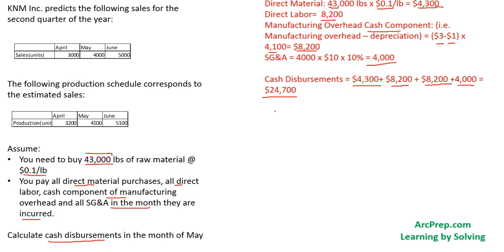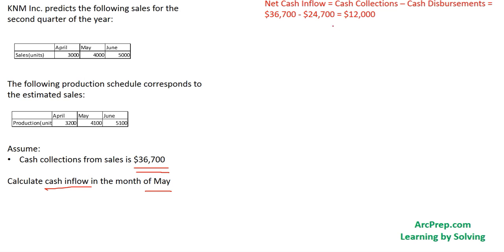Cash disbursements is $24,700. Net cash inflow in this case, because cash in is greater than cash out, turns out to be $12,000. This is exactly what we need to calculate, and the reason for that is we don't want to run out of cash and not pay our labor or our employees or our suppliers. So we want to make sure that we have enough cash. In this case, our cash budget item is increasing.